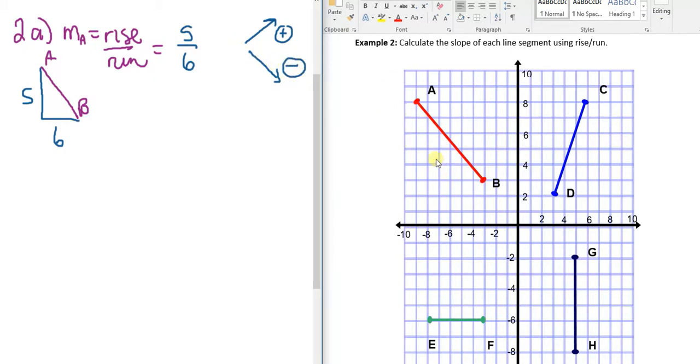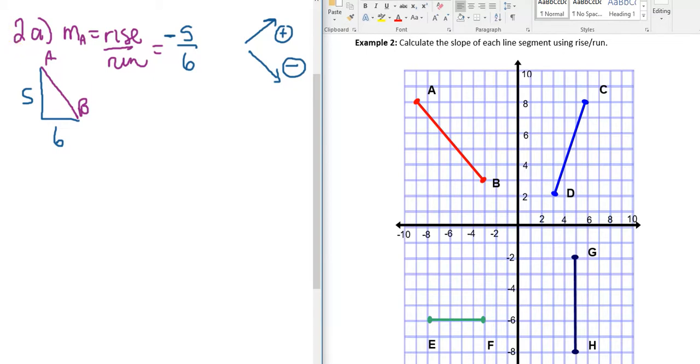So this is going down. In other words, it's not a rise, it's actually a fall. It's a fall over a run, okay? So fall over a run, it would be -5. So the slope here is -5 over 6.